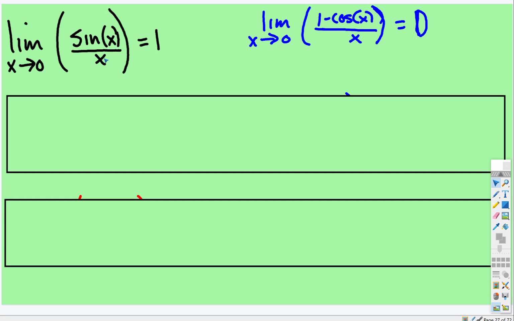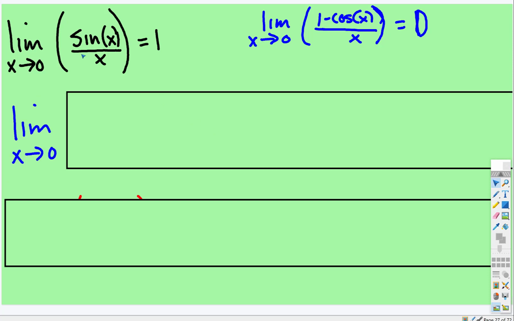These two have to be the same. So if that said 3x, this would need to say 3x. Sine of x over x is equal to 1. And then the limit as x approaches 0, 1 subtract cosine x, that expression over x is equal to 0. Let me go ahead and show you how to use this one, then I'm going to show you L'Hopital's rule for this and for the cosine rule.